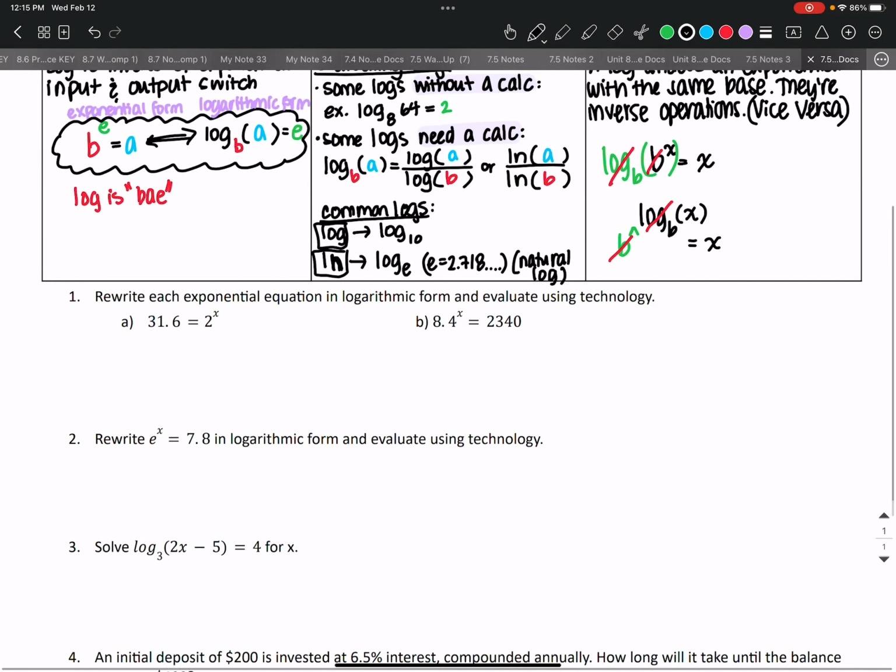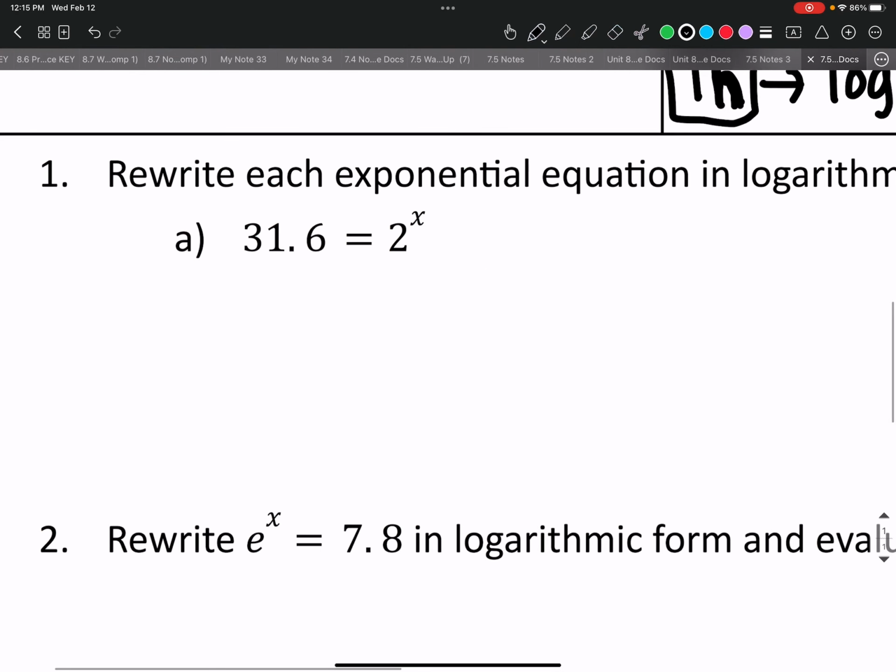So we'll do some examples. The first question I have is I want to rewrite each exponential equation in logarithmic form and evaluate using technology. So this problem, 2 to the x power is equal to 31.6. I can't do that in my head. I can't think of which exponent I need to raise to get 31.6 because it's not a well-known answer, and it's going to be some decimal.